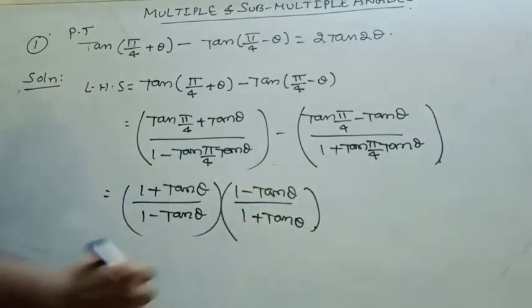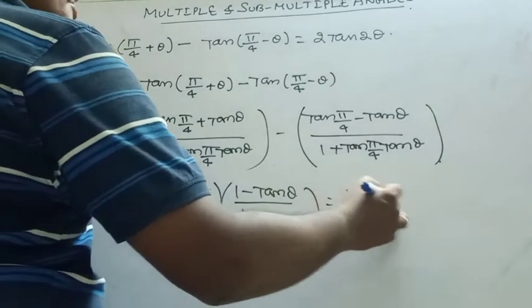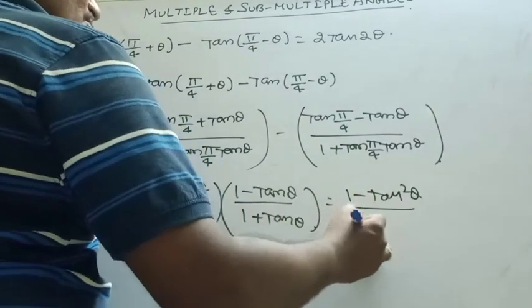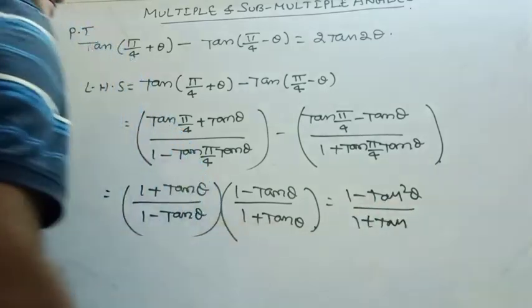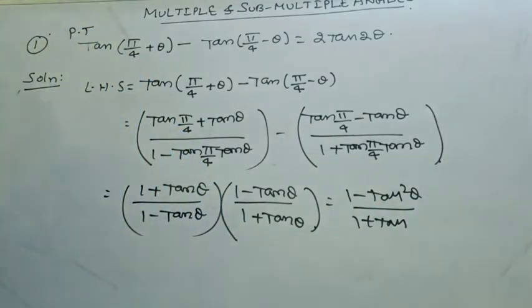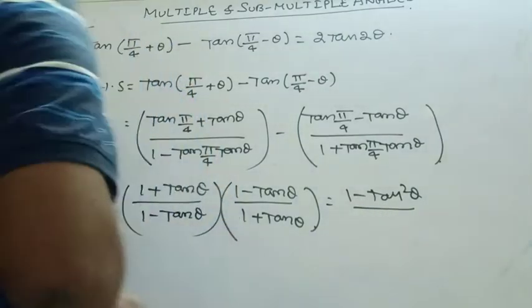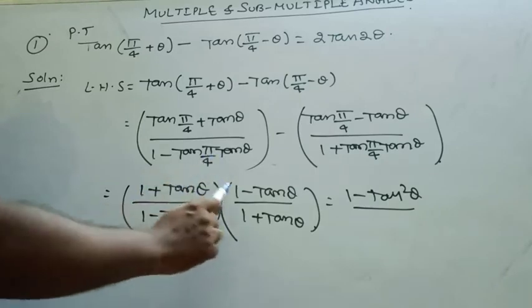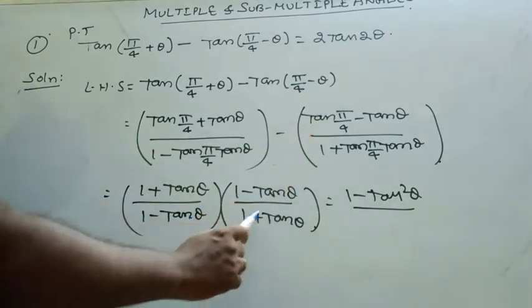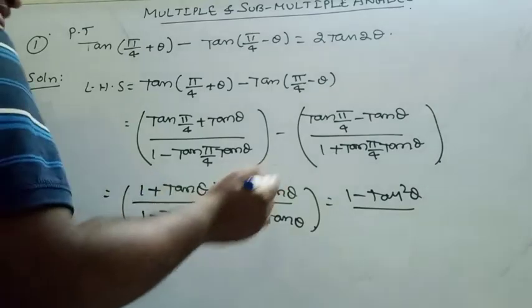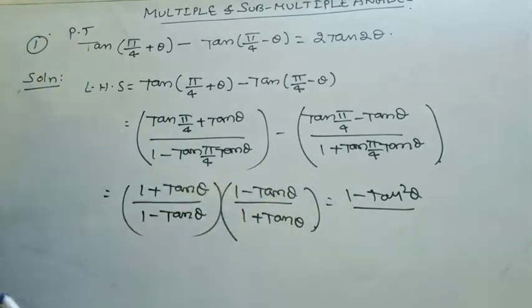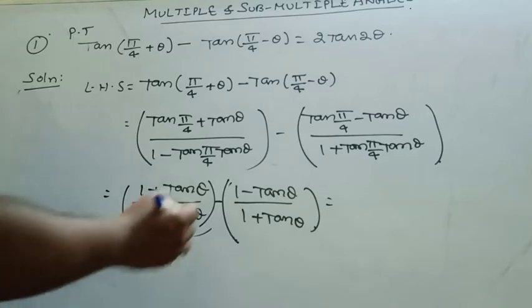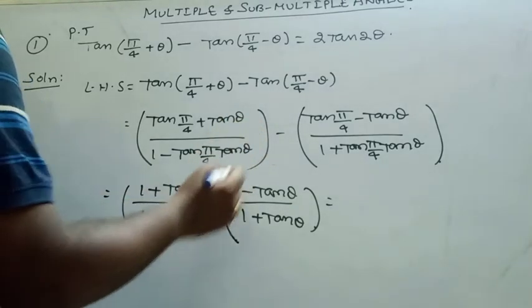Now see, my dear students, this is nothing but actually (1 - tan square theta)/(1 + tan square theta). We have here tan pi/4 plus tan theta is (1 + tan theta)/(1 - tan theta), and this is (1 - tan theta)/(1 + tan theta). Now this is (1 - tan square theta) over (1 - tan theta) into (1 + tan theta). Please observe, here we are having a minus sign. Please remember that.